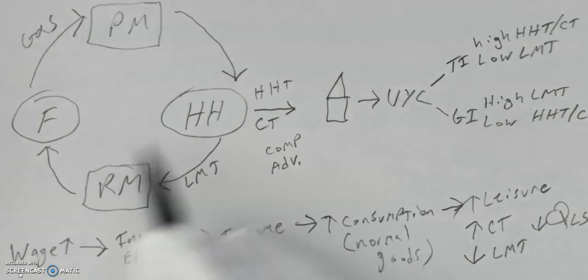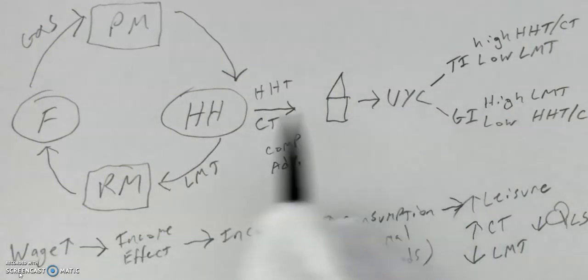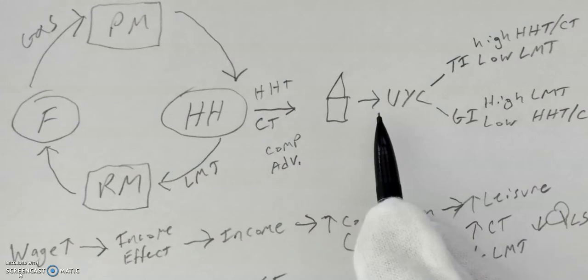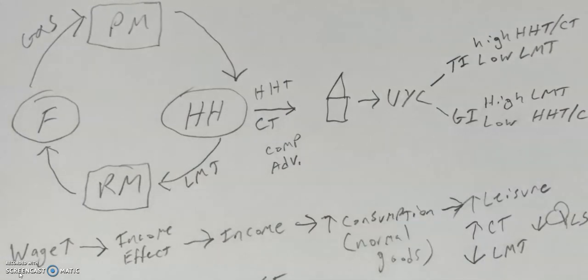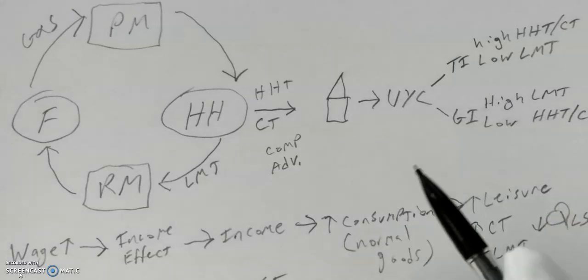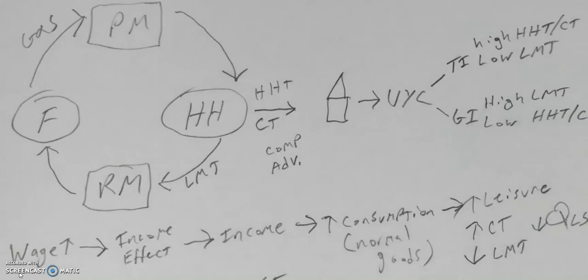You're being pulled this way by the substitution effect, you're being pulled this way by the income effect, and the net effect is going to depend on the magnitude of each. Some people work more, some people work less from a higher wage. Okay, so hopefully that helps you visualize the Becker model.